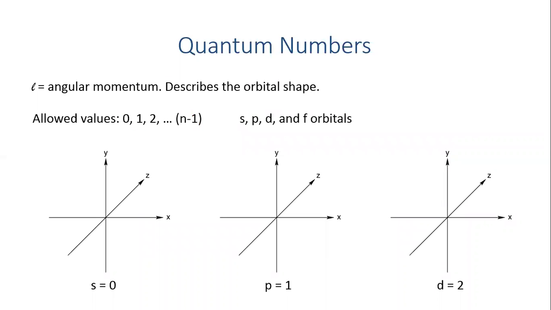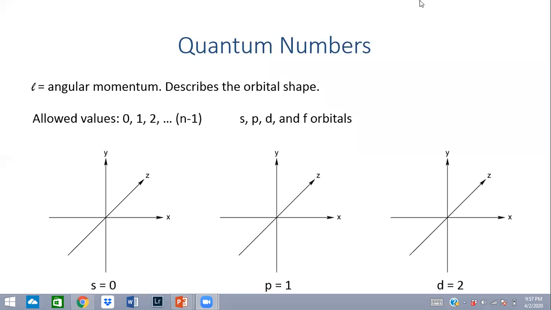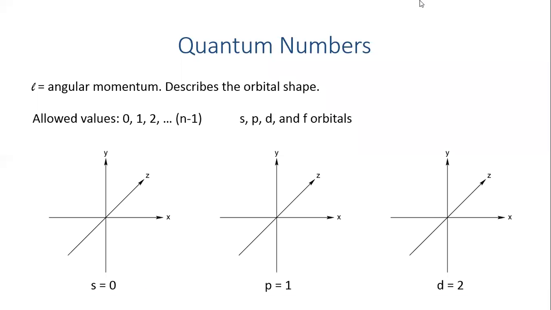Moving on to our next quantum number. Our next quantum number describes the angular momentum of the electrons and its orbital shape. This is symbolized by the letter l. The allowed values for this is 0, 1, 2, etc., up to n-1. And if you are familiar with chemistry, you might have heard of the s, p, d, and f orbitals. Now I'm going to draw what these orbitals look like.